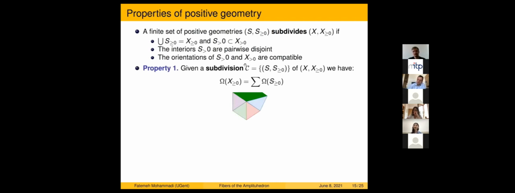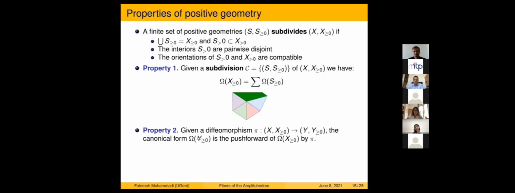Okay, and the idea is that if you have a subdivision of your positive geometry, then you can compute the canonical form of the positive geometry by taking a summation over the smaller pieces. For example, in a cartoon picture, if I have a positive geometry subdivided into 5 pieces, each piece is a positive geometry and has a canonical form, and I can take their sum to get the canonical form of the original object.